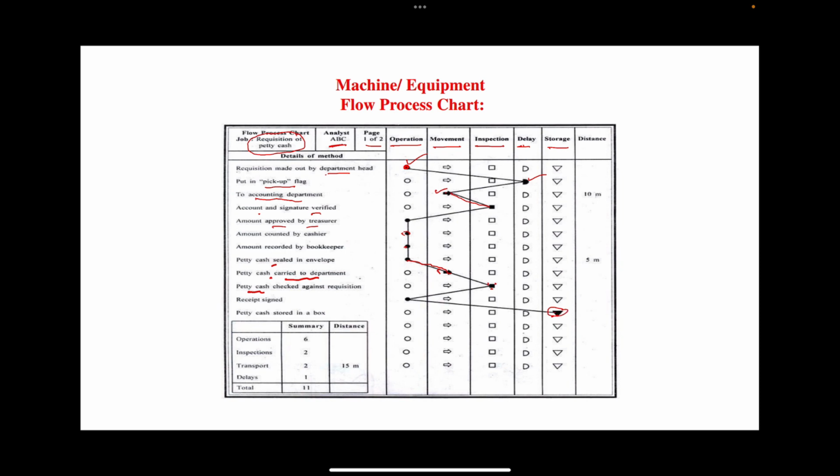This is how you draw an equipment type, machine or equipment type flow process chart. So again, you can see that for operations, you have 6 operations here, 2 inspections here, 2 transports which take 15 meters here, and then you have 1 delay. So the total number of elements of work, if you count, will be 11, right? So this is the equipment type flow process chart.